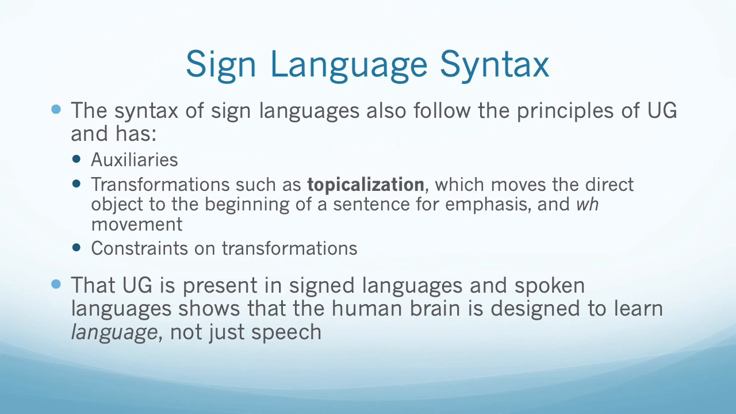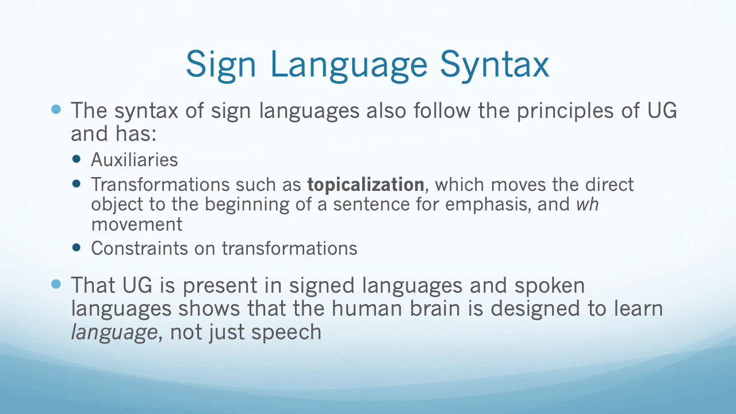And I want to be sure that I mention that sign languages, of course, are fully fledged languages as well, and they have syntax just the same way that spoken languages do. They follow these same principles of universal grammar that I just described. They have auxiliary verbs, they have transformations, such as topicalization, which is where you move the direct object to the beginning of a sentence to emphasize it.